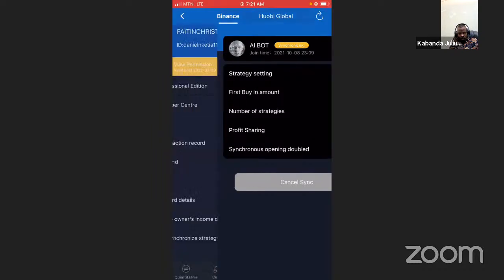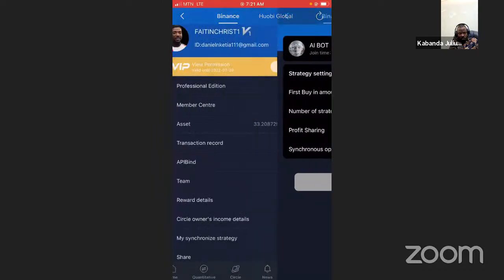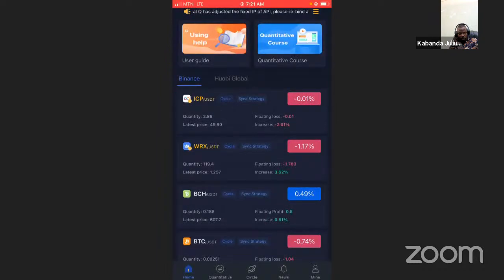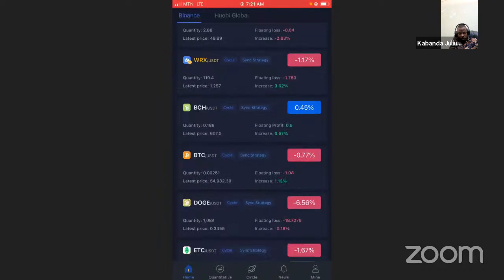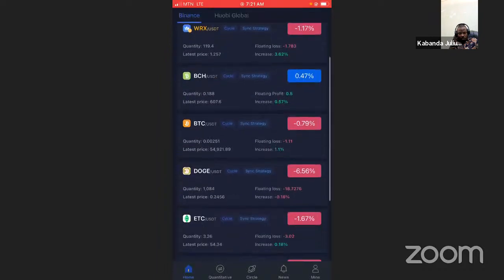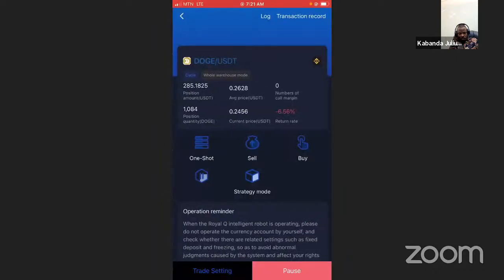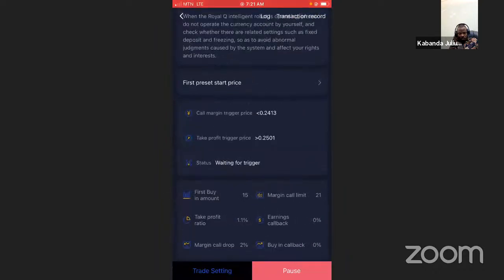And I don't understand why some of the coins are at 20, some are at 10, some are at 15. Because I think this one is at 15. First amount to buy is 15, the margin call limit is 21. That's what I don't understand.